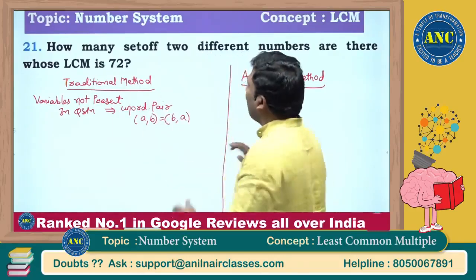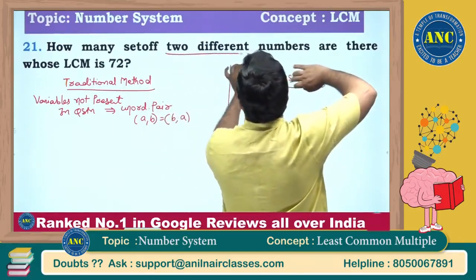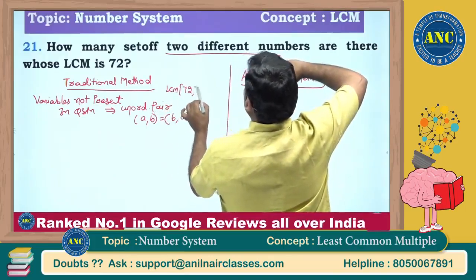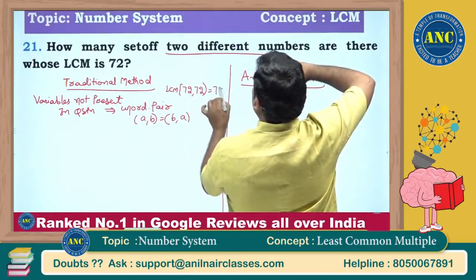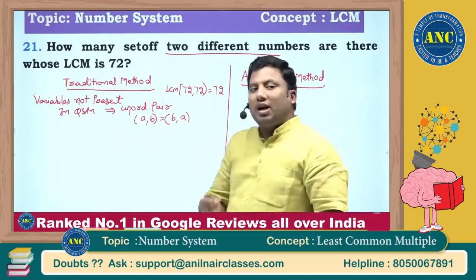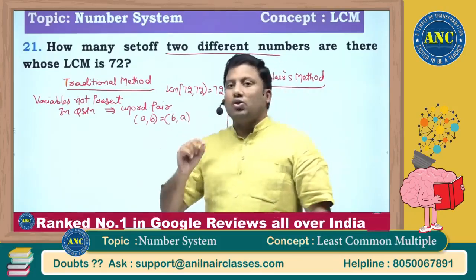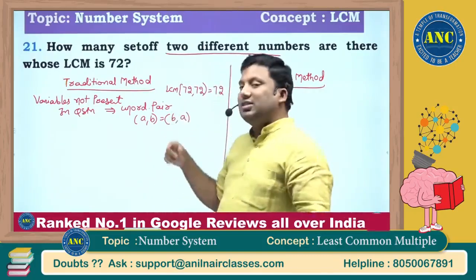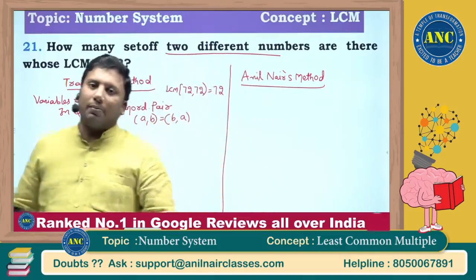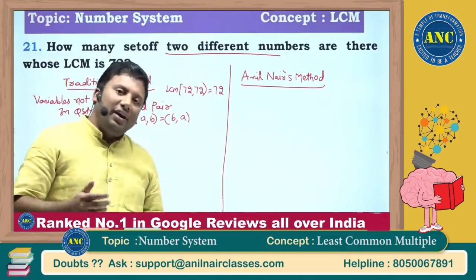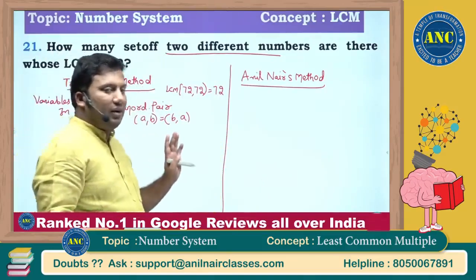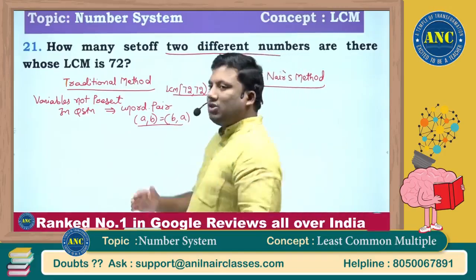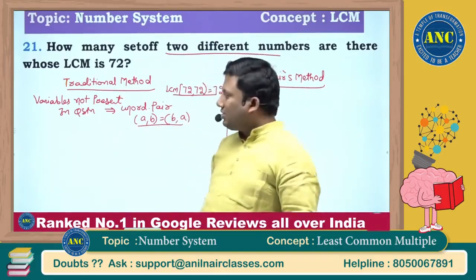That is the first understanding. Another one: how many sets of two different numbers are there? We should not take the case LCM of 72 comma 72 equal to 72. With any number paired with the same number, the LCM remains the same. LCM of 4 comma 4 is 4, LCM of 6 comma 6 is 6, LCM of 8 comma 8 is 8. The question is two different numbers. The reverse case and the same number should not be taken, otherwise you will get duplication of cases.